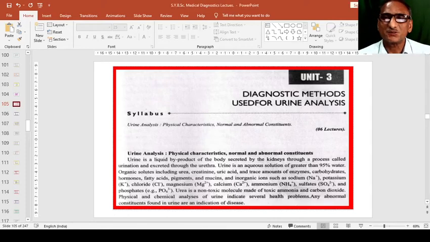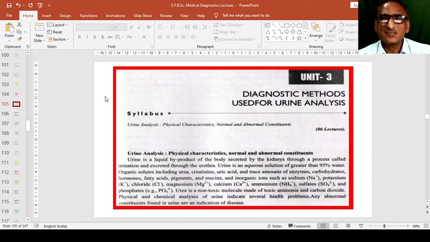Dear friends, we will continue our unit number 3, diagnostic method used for urine analysis. Last time we have seen that analysis of blood gives the diagnosis of various diseases like anemia or malaria, or we can say typhoid, and likewise infection or abnormalities.